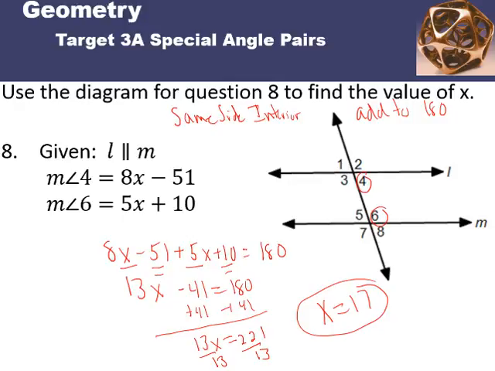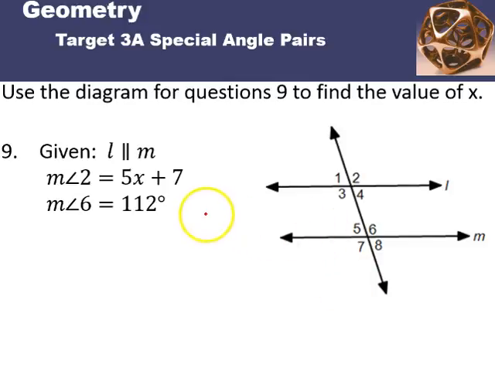Okay, next slide, number 9. Same kind of problem. I know that L and M are parallel, so these lines are parallel. And I need to know what kind of angles 2 and 6 are. So 2 and 6. Okay, they look like they're on the same side. Are they same side interior? No, they're not. They're not same side interior because 6 is interior but 2 is exterior. So they're not both interior, right? So not same side interior.